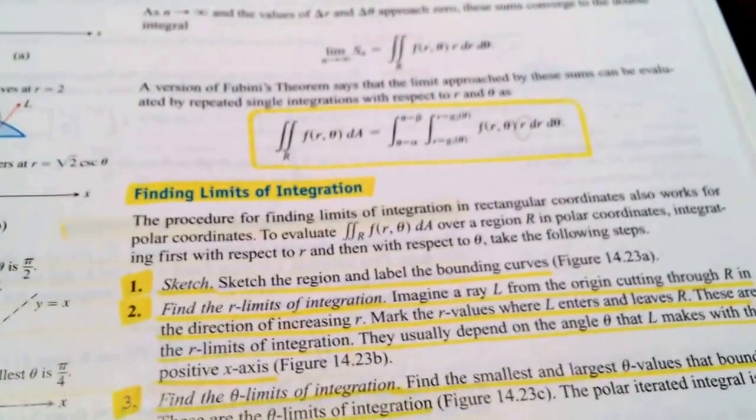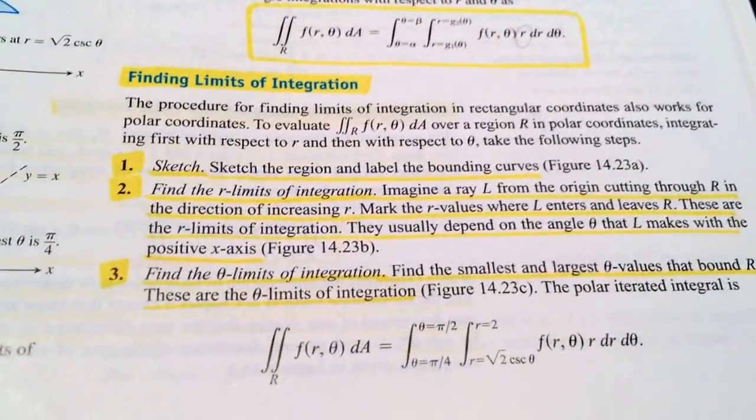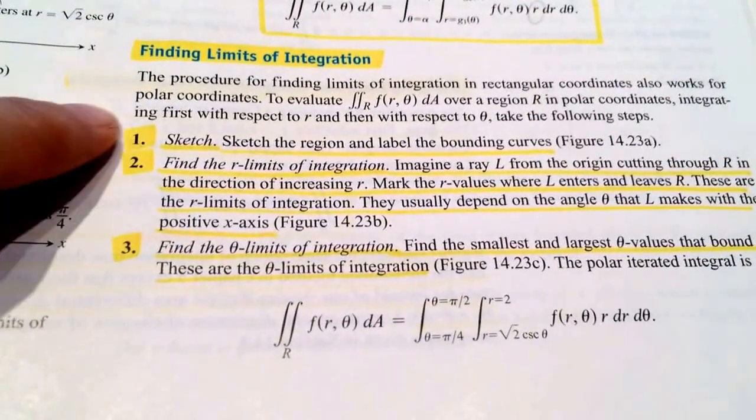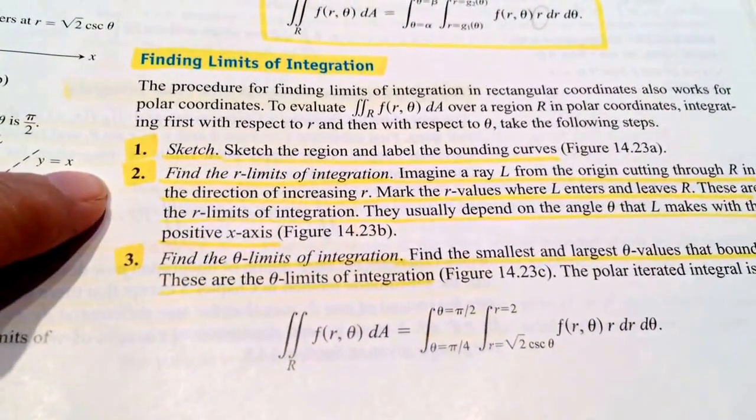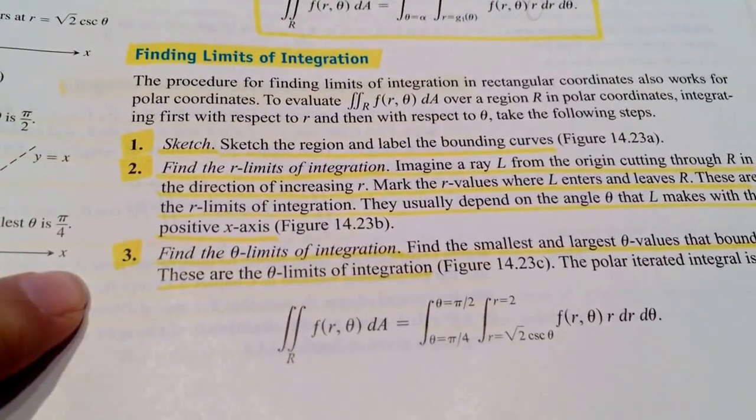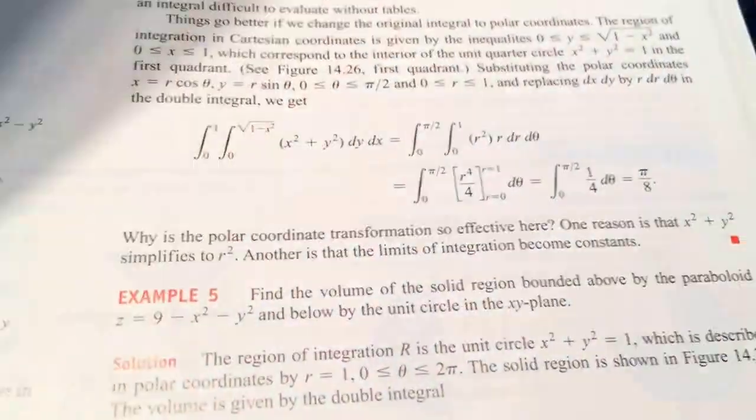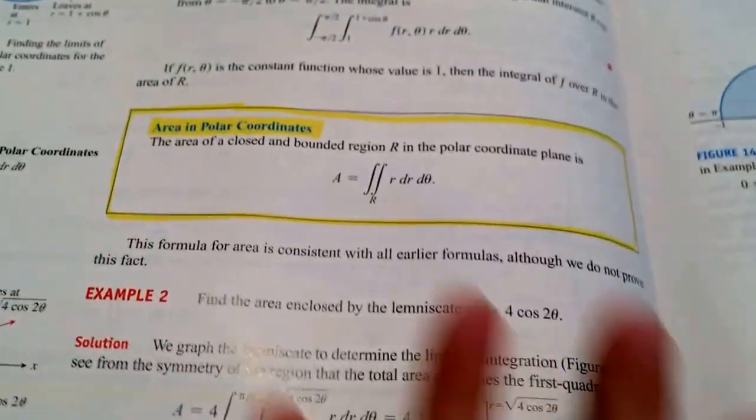I'm not going to read this to you, but at the bottom of page 781, they talk about how to find the limits of integration. Obviously, first start with the picture, then you find the bounds on r, then you find the bounds on theta, so you can go back and read this later. And then they have another formula here.